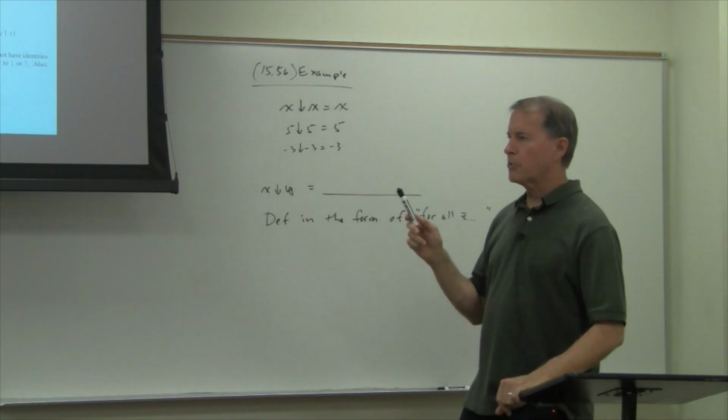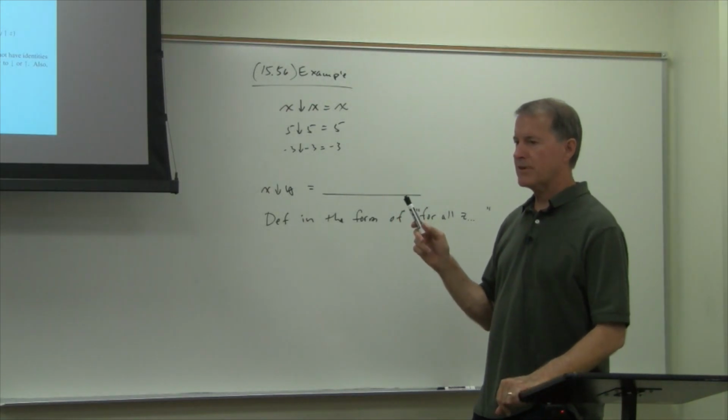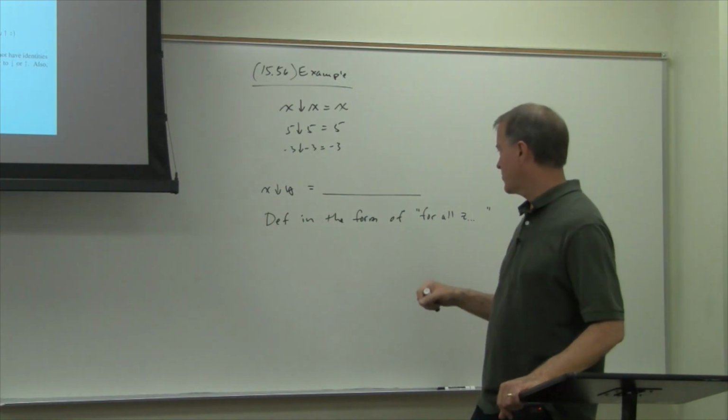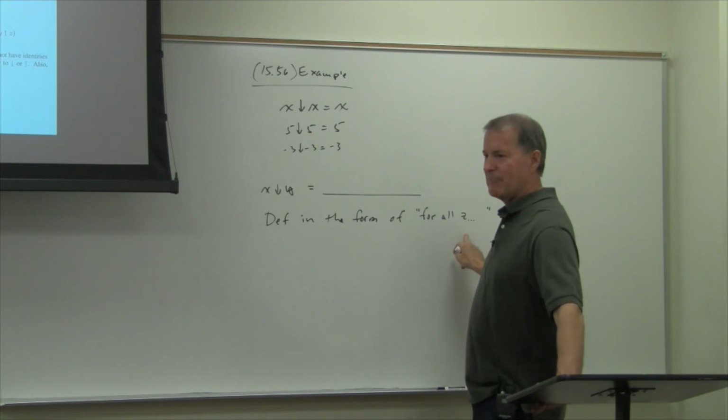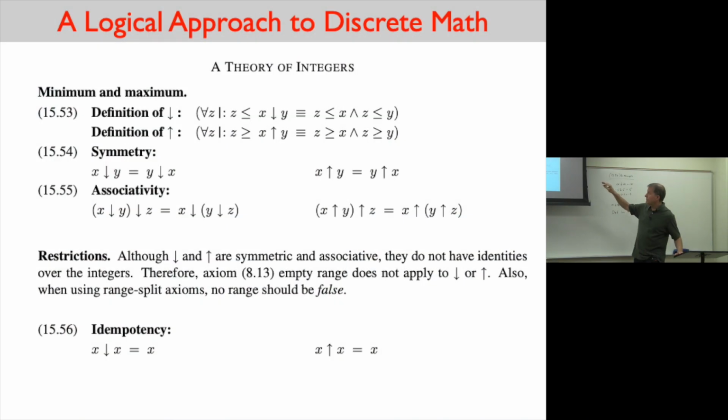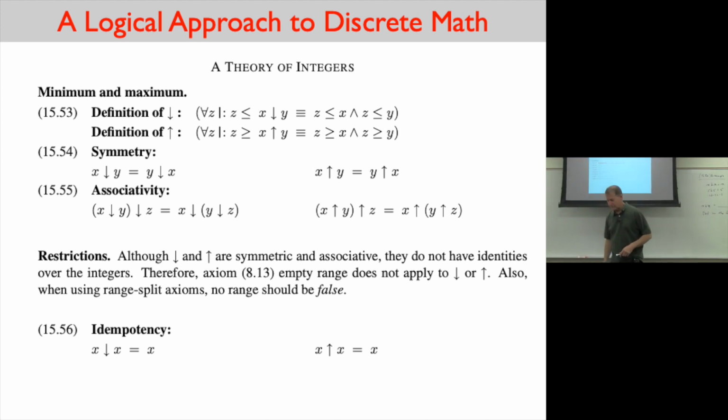Whenever we want to prove a property of min or max, the way we do it is kind of like the way we did the 9.8 lemma. We say, let z be an arbitrary integer, and then we prove that z is less than or equal to x min y equivales z is less than or equal to x, and z is less than or equal to y. You see what I'm saying? That's how we use the definition. Here, let's just take a look at an example. Here's one we're going to prove.